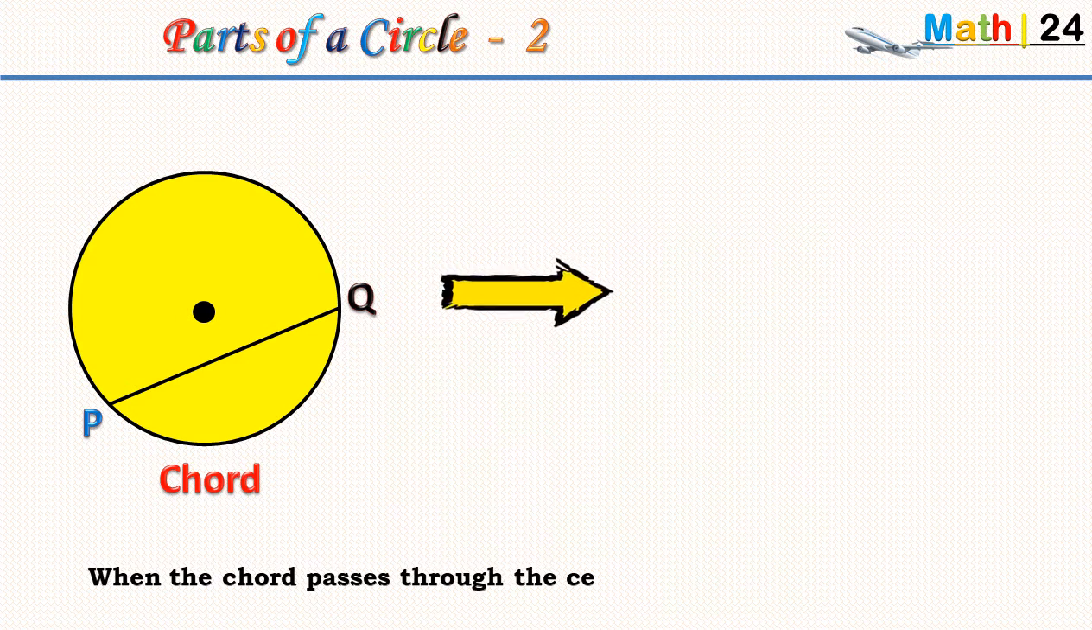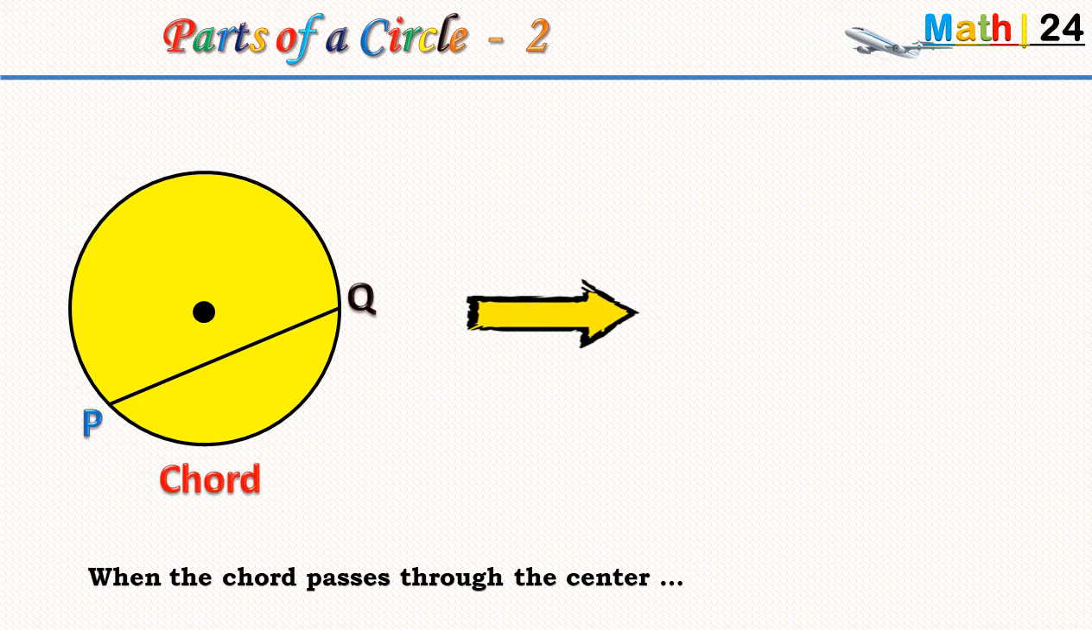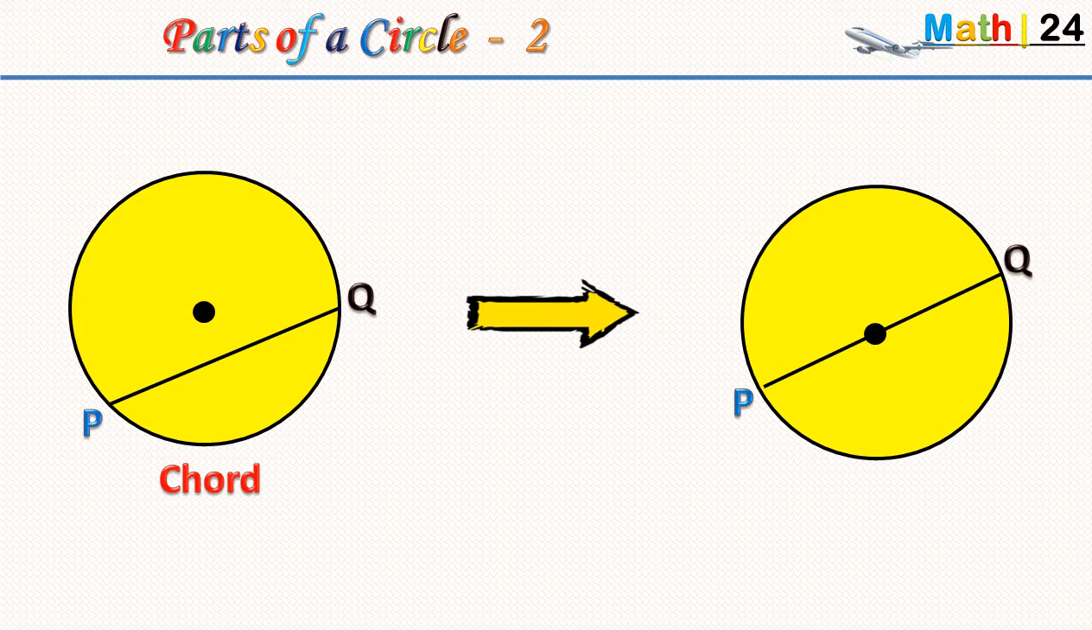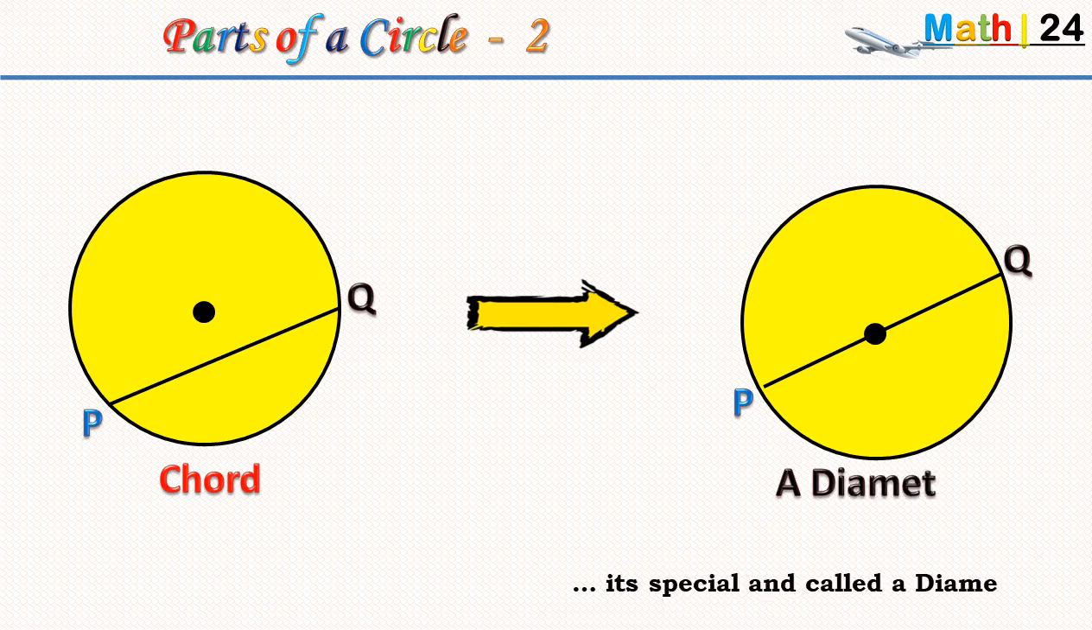And in this particular case, when the chord passes through the center of the circle, the name changes from the normal chord that we know, and this type of special chord is called a diameter. For example, we have the diameter PQ that passes now through the center of the circle.